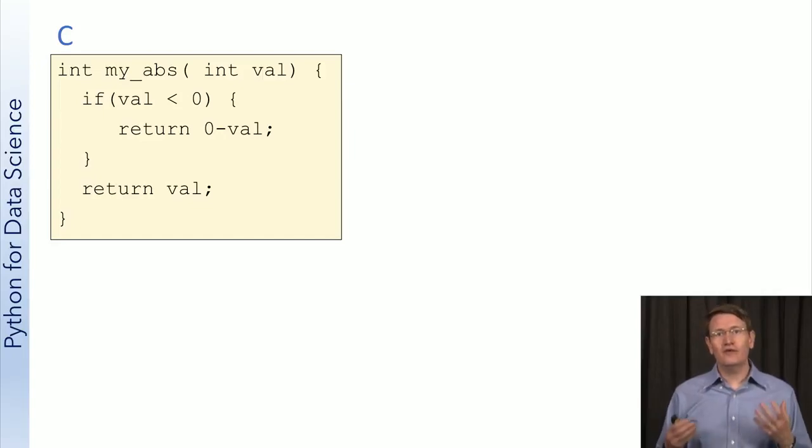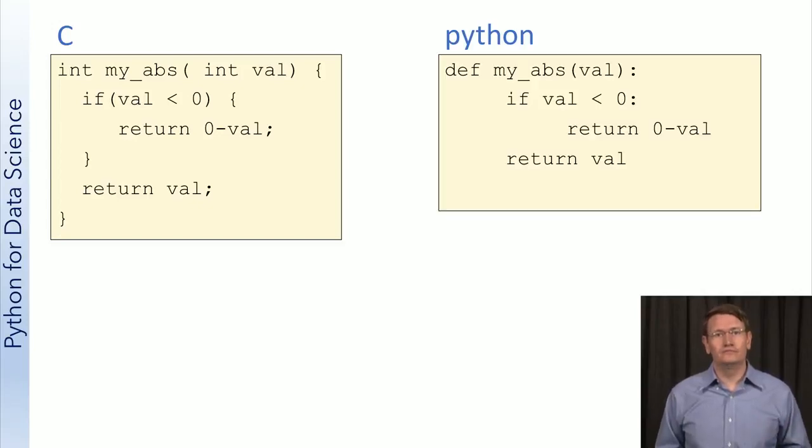Okay, on the left we have C code for an absolute value function. Notice that it tests to see if the input value is less than 0, and if it is, it makes the value positive. As a result, it returns the absolute value of the function parameter val. Here's the equivalent Python code. There are lots of similarities functionally, but let me point out the differences.